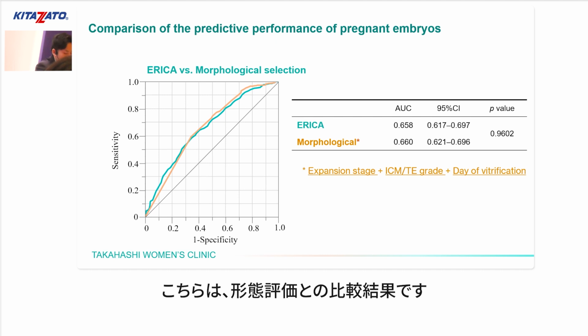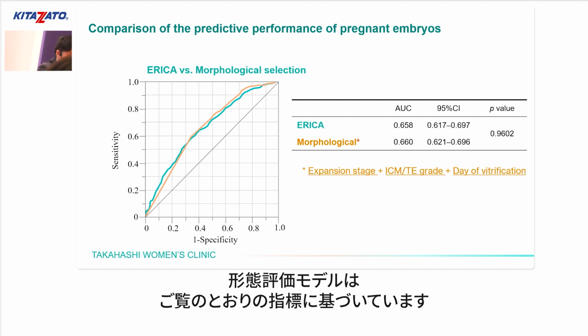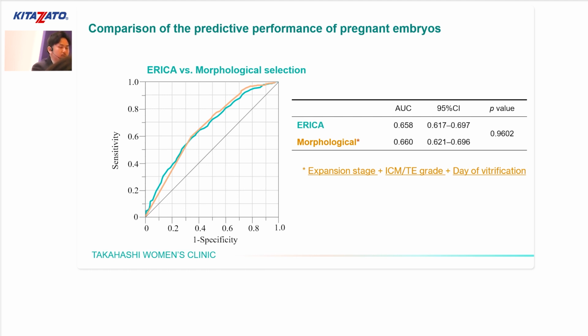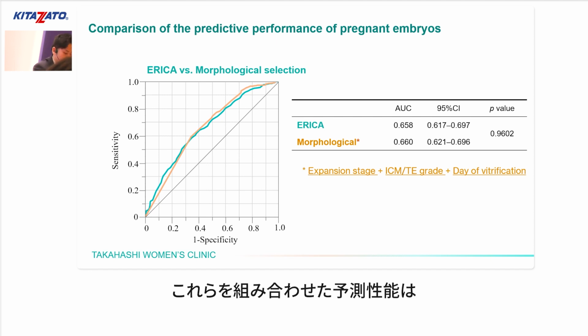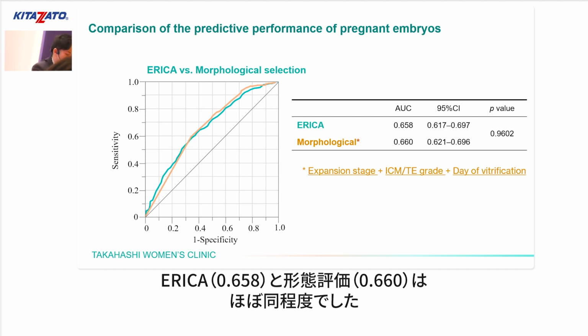Here is a comparison with the AUC of our morphological selection criteria. This morphological selection is based on Gardner criteria, including ICM and TE, as well as expansion stage, and the day of blastocyst vitrification is also considered. The AUCs of ERICA and morphological evaluation were 0.65 and 0.66 respectively.